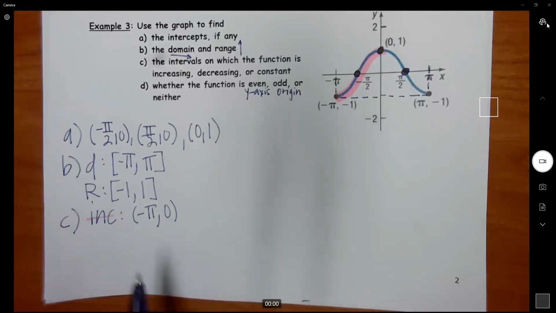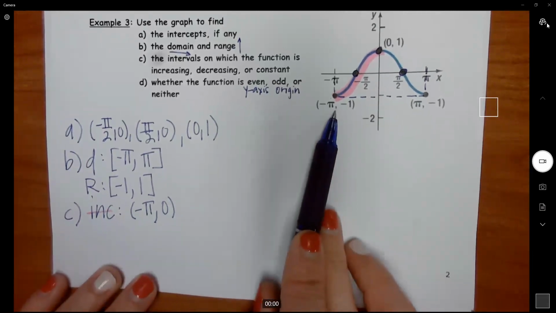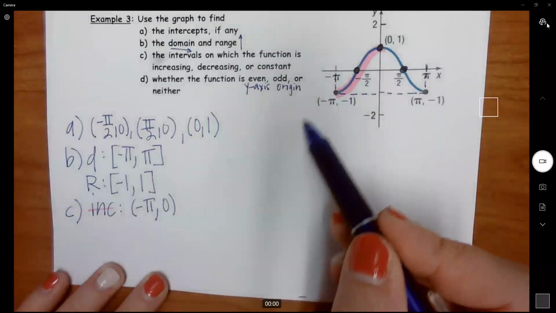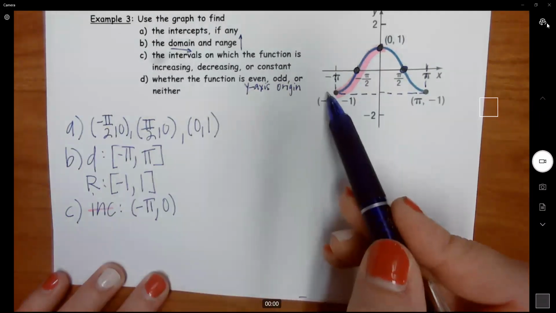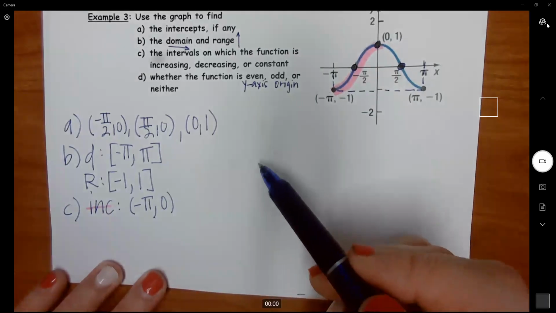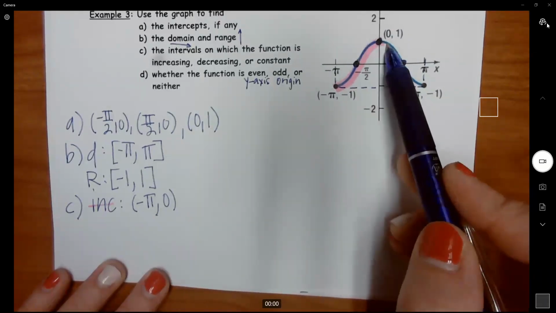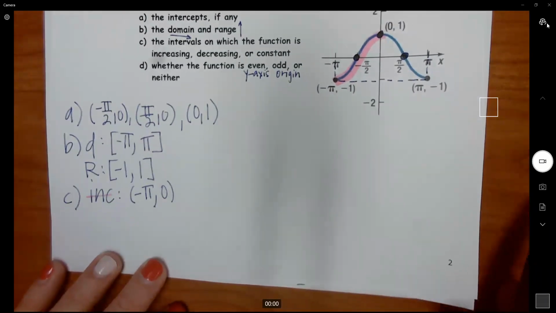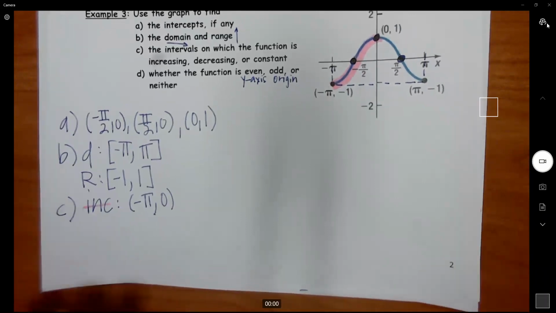Okay, and we're using parentheses because I don't know what's happening at π. This could keep going down. This could go up. This could change constant. I don't know. And here it's changing direction. So it's not increasing, decreasing, or constant. It's just changing directions.